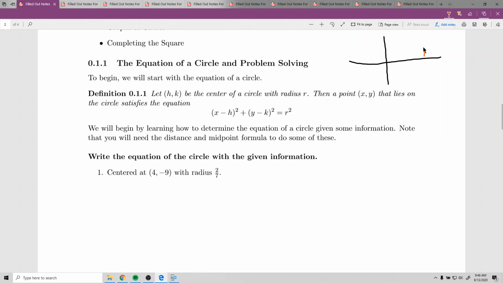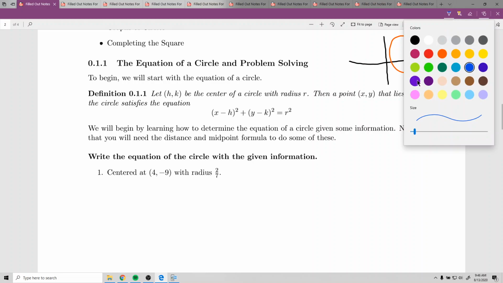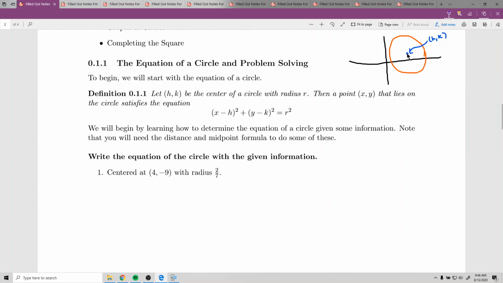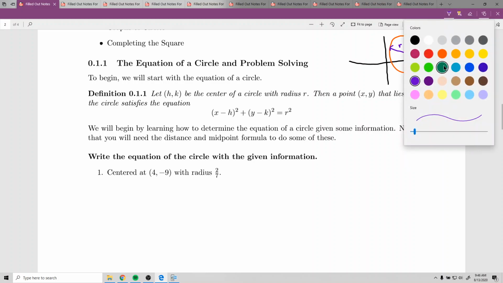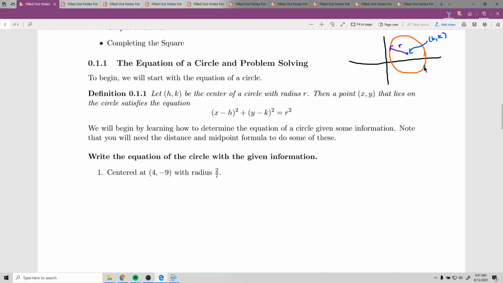So like I said, we know what a circle looks like, and I'm not going to do anything specific. Let's say that's our circle. The middle of the circle is given the coordinates h comma k. And then the radius of the circle, which is the distance from the center to a spot on the circle, is r. And where the x and y come from, it's just all the points, any point on the circle.